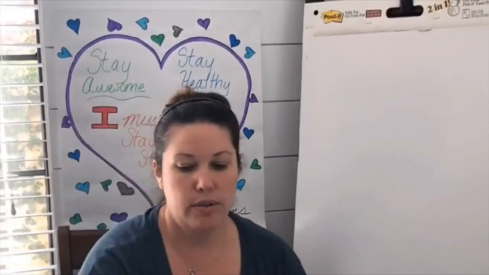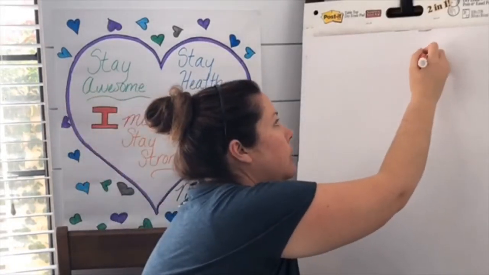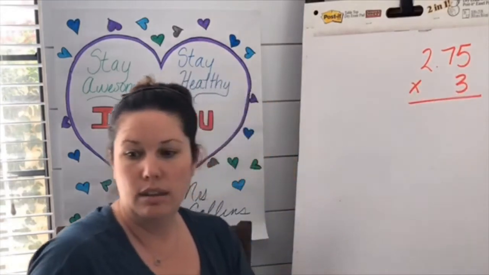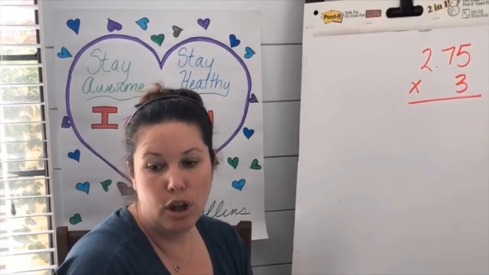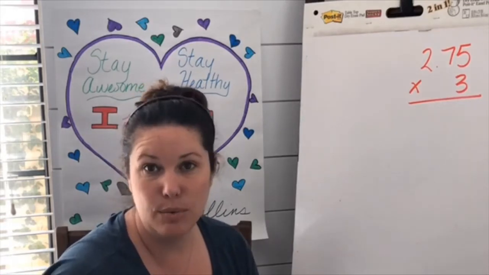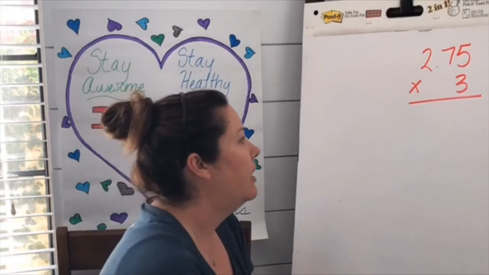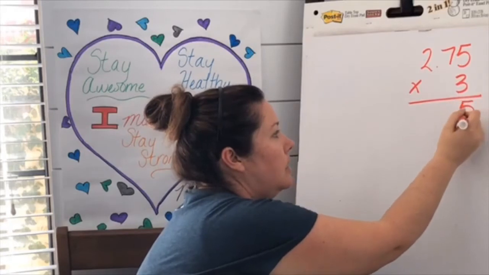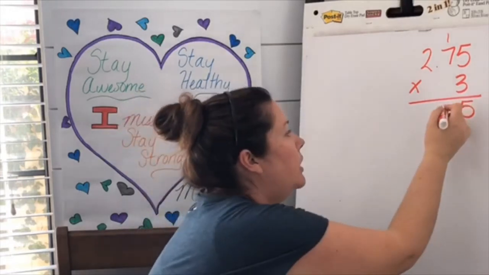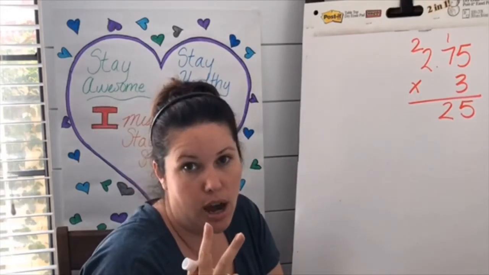Okay, let's go ahead and do that. So I'm going to do this in red here. So we have $2.75 times 3. Okay, so $2.75 times 3. Do you remember what strategy we're using when we multiply it like this? It's called the standard algorithm way. So 3 times 5 is 15. 3 times 7 is 21, plus the 1 on top, so that's 22. And then 3 times 2 is 6, plus the 2 on top is 8.